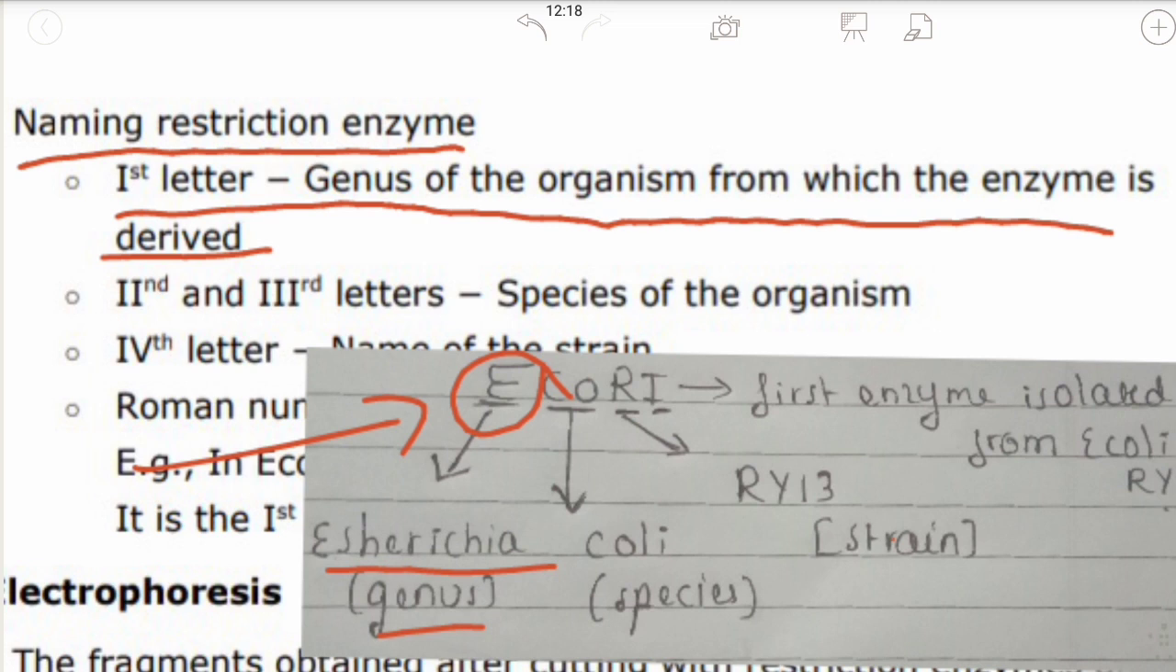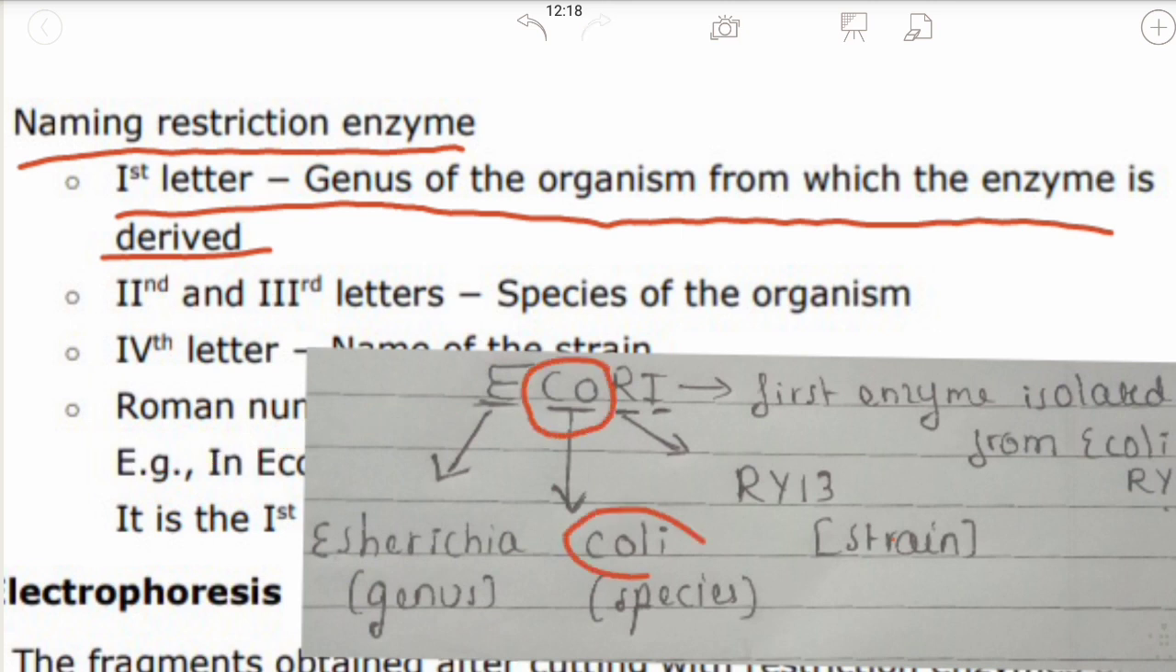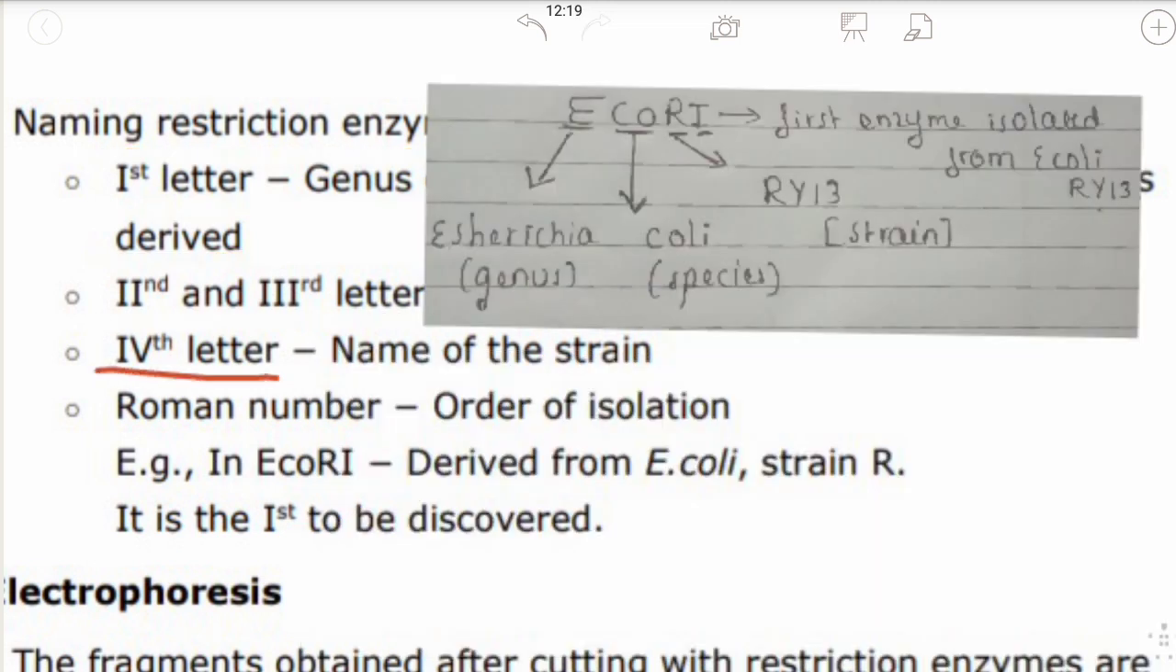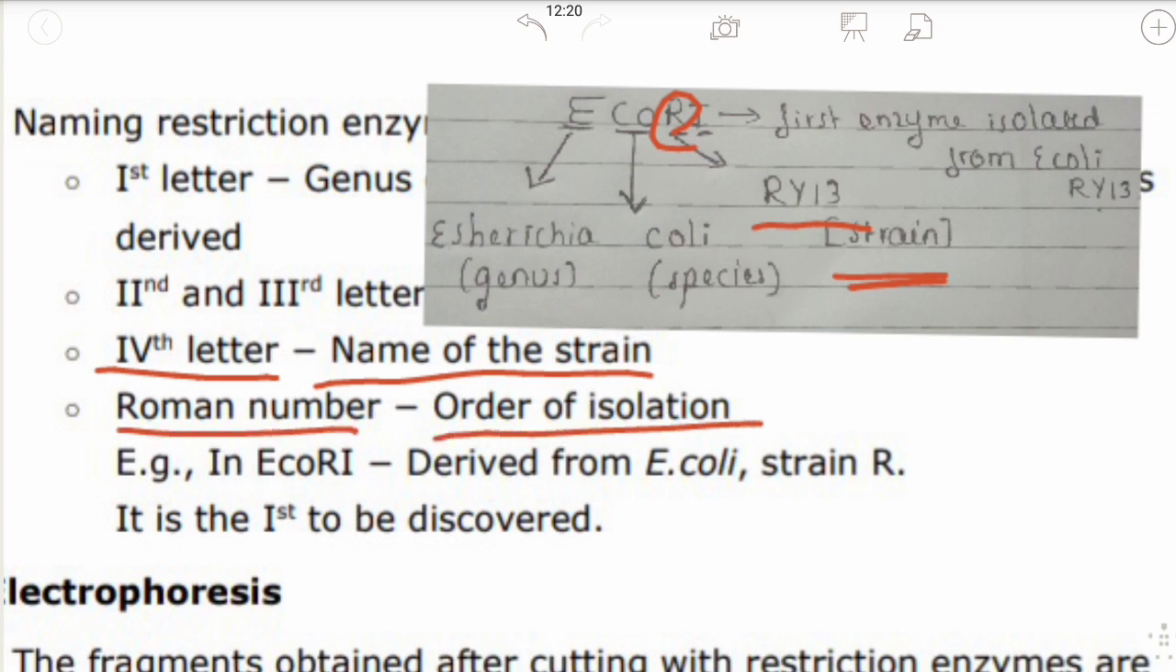The second and third letters are the species of the organism. So the second and third letters, co, are coli. It is the species of the organism. The fourth letter is the name of the strain. Here the fourth letter is R, which is RY13. It is a strain. The Roman number is the order of isolation. EcoRI is the first to be discovered.